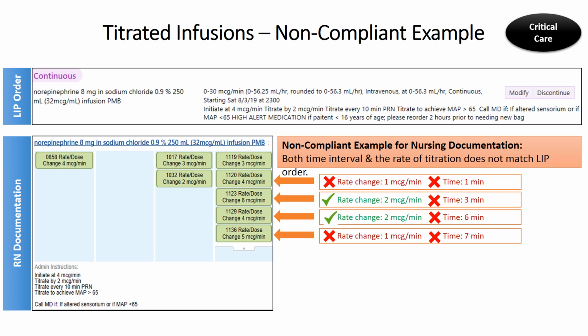So for a non-compliant example, you can see that the order has an initiation rate, a titration rate, and your MAP, and everything there in the order. However, the order was not followed because the documentation does not match the order. So the initiation happened at 8:58, 4 mics, and at 10:17 it went down, and then it went down again, and there was a rate change by just 1 mic instead of 2 mics, which is what the order says. So you can see there that it does not match up. It's non-compliant.